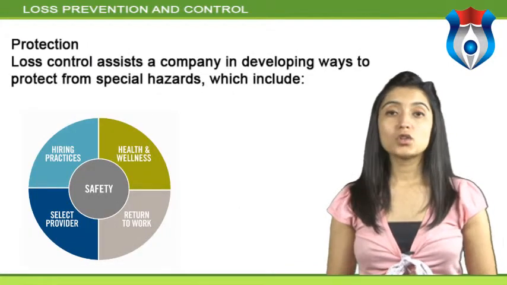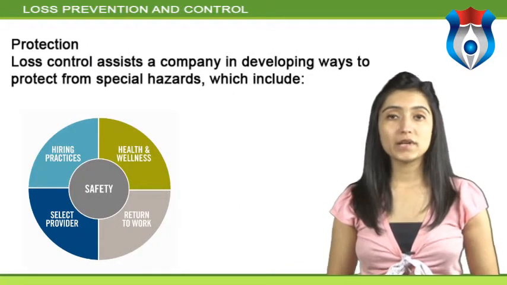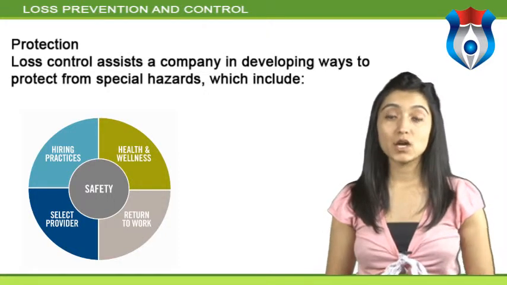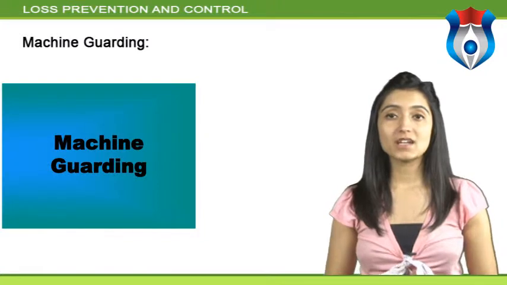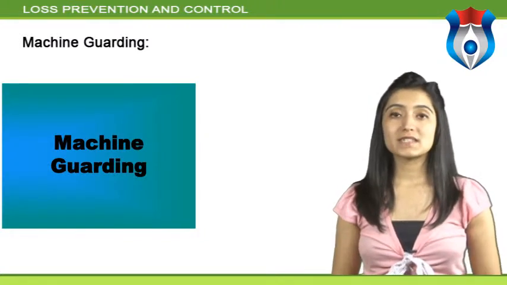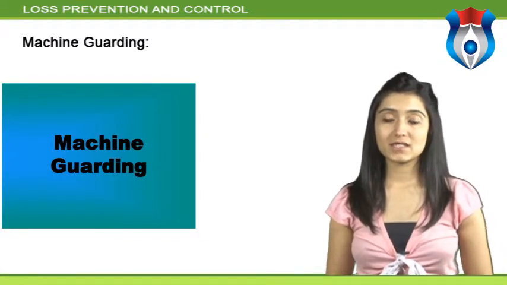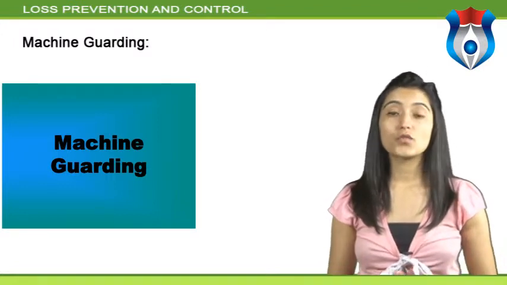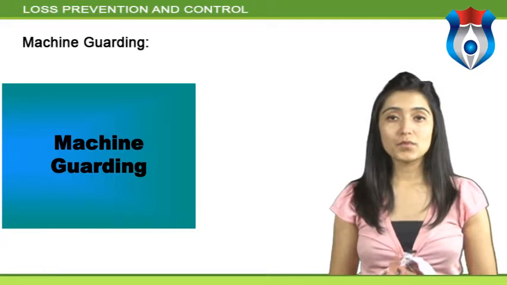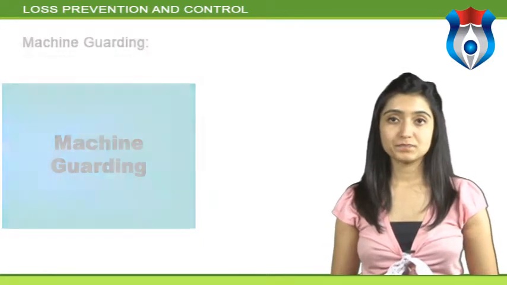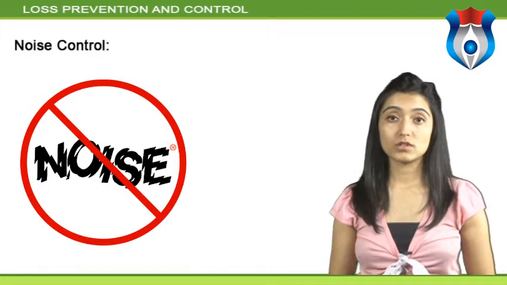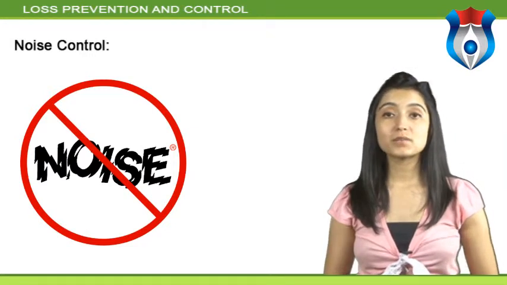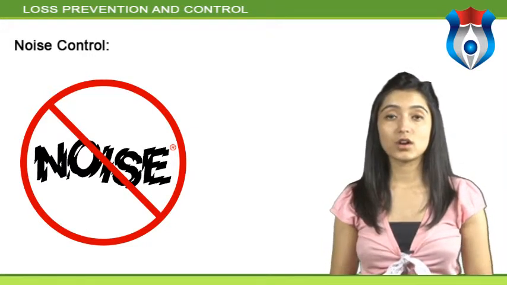Protection. Loss control assists a company in developing ways to protect from special hazards, which include machine guarding. Power presses and other process machines which present serious accident exposures are studied for the purpose of suggesting practical guarding techniques. Noise control. Sound measuring, noise control programs and preliminary noise level surveys are conducted.